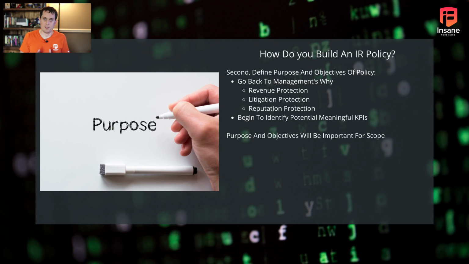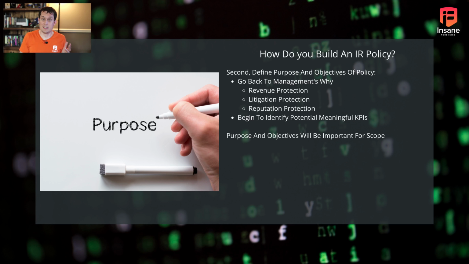So once you understand the management inputs and what they care about, then you need to go into the purpose and objectives of the policy. Go back to management's why. Are they talking a lot about revenue protection? Are they talking about litigation? Are they talking about reputation? This is going to define the way that you look at your incident response policy, because you need to make sure to capture those concerns as you write the policy.